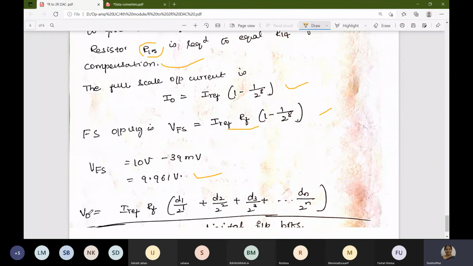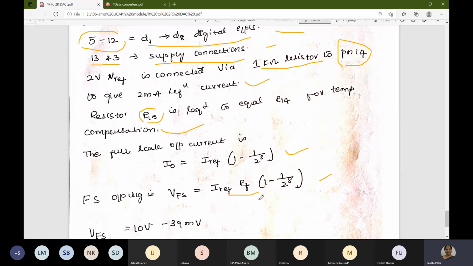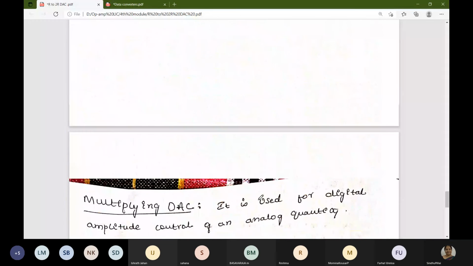And this is the formula. V0 is equal to I reference into RF, multiplied by D1 by 2 power 1 plus D2 by 2 power 2 plus D3 by 2 power 3, and so on, for N it is Dn by 2 power N. So this is an integrated 8-bit DAC.